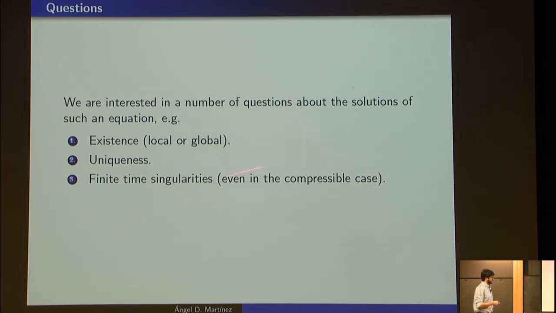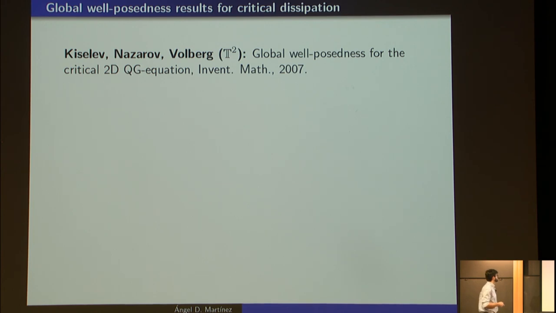This means that you can actually study the same equation in the compressible case and see if there are finite time singularities, and sometimes there are, sometimes there are not. But okay, let's forget about that for the time being. All right. So the first result regarding the theorem that I want to talk about was due to Kiselev, Nazarov, and Volberg. They proved that this equation has global well-posedness in the critical case. I will focus here on the two-dimensional case, but these results are true in higher dimensions.